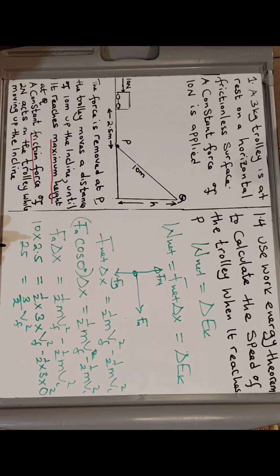And what do we have from here? We are going to have 25 times 2 over 3 equals VF squared. So from this, we can proceed and find the square root and get VF.